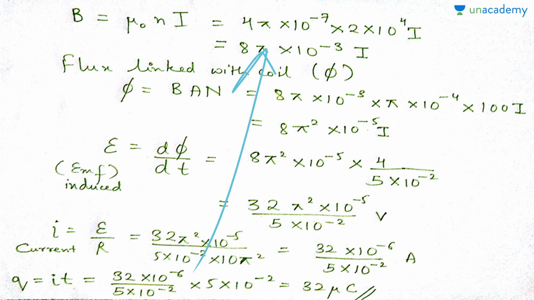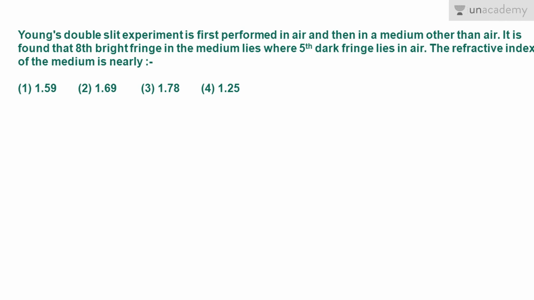Okay, next question. From optics, Young's double slit experiment is first performed in air and then in a medium other than air. It is found that the 8th bright fringe in the medium lies where the 5th dark fringe lies in air. The refractive index of the medium is nearly 1.59, 1.69, 1.78, 1.25.